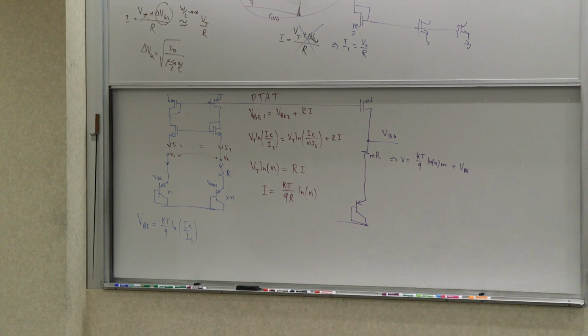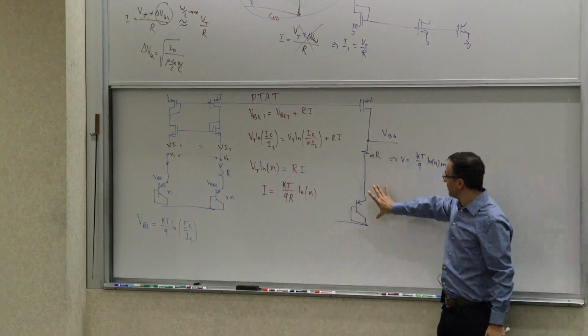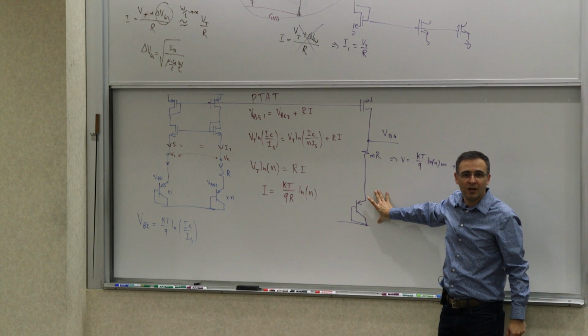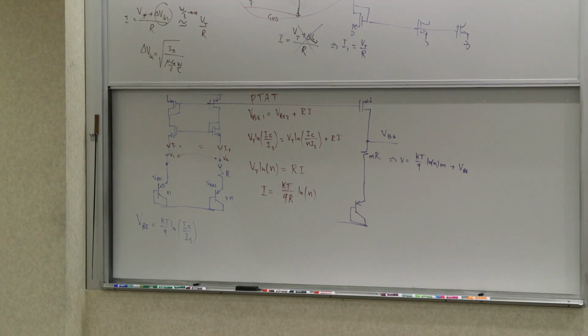So you have something that has a negative temperature coefficient, and you have something, simplest way to think about it. This voltage will have a positive temperature coefficient. This voltage has a negative temperature coefficient. You add them with the right proportions. To first order, you can cancel them at some temperature.